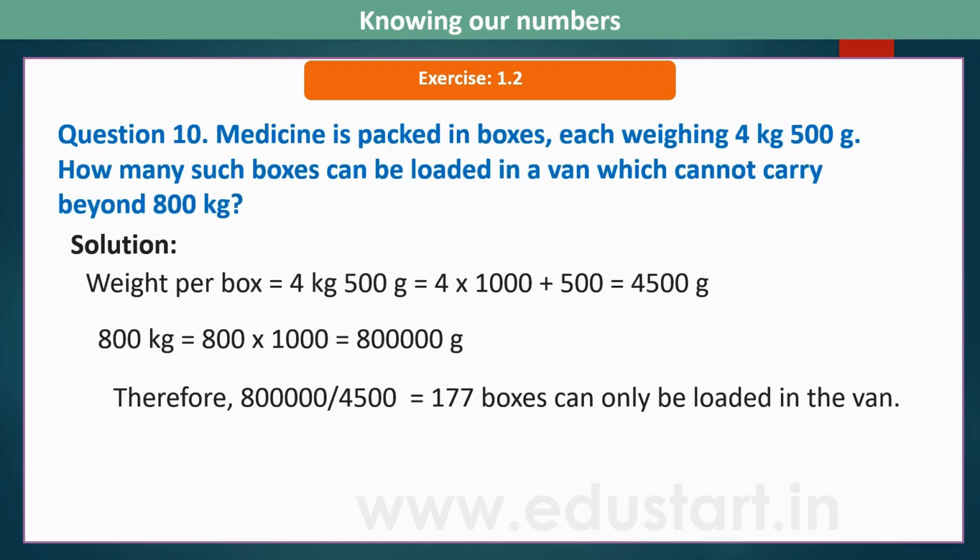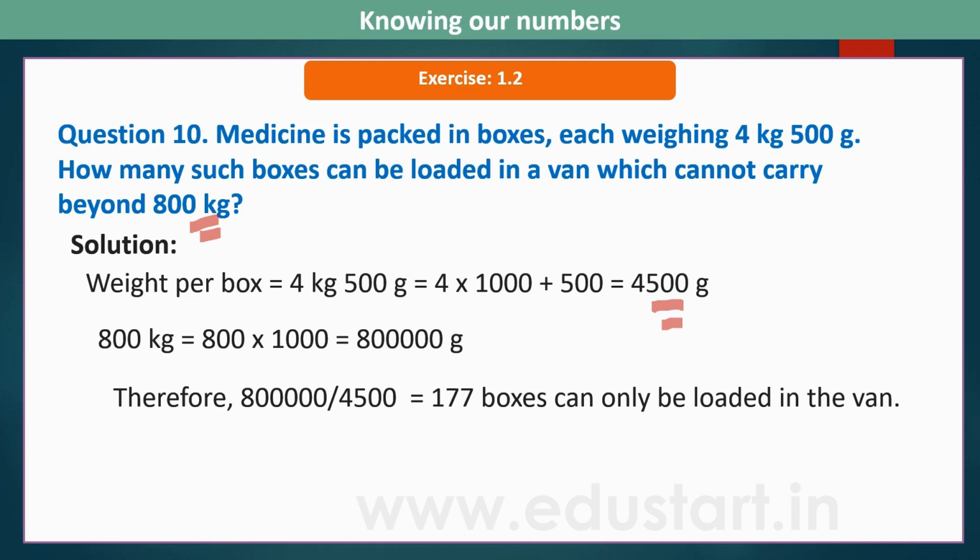Medicine is packed in boxes, each weighing 4 kg 500 grams. How many such boxes can be loaded in a van which cannot carry beyond 800 kg? Okay, so now what is the weight of each box? 4.5 kg. So now let's see. First let's convert everything into grams. Now weight per box is equal to 4 kg 500 grams, which is equal to 4 into 1000, because we know 1 kg is equal to 1000 grams. So 4 into 1000 plus 500, which is 4500 grams.